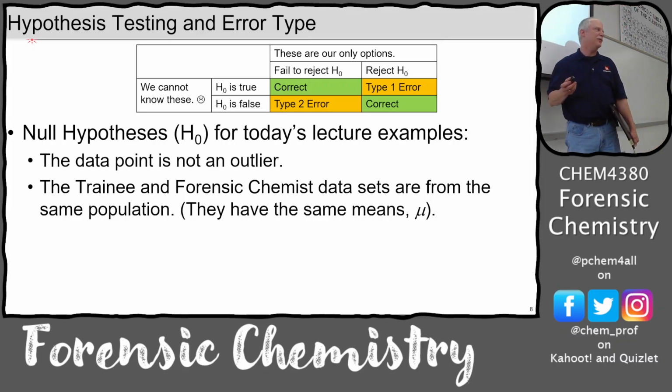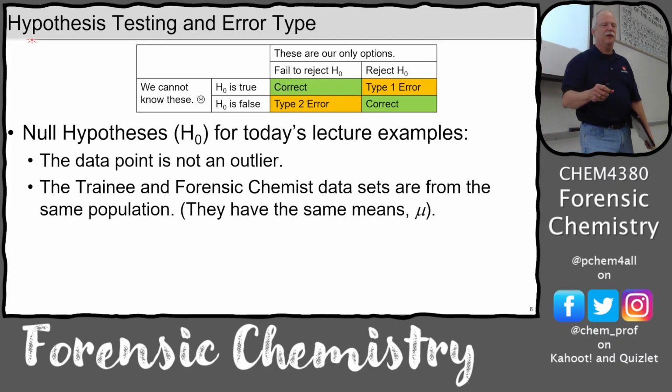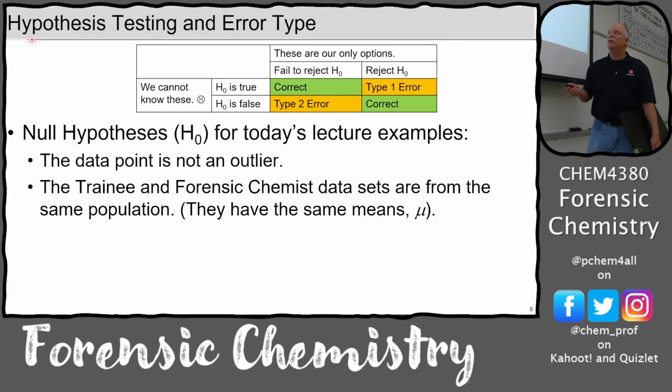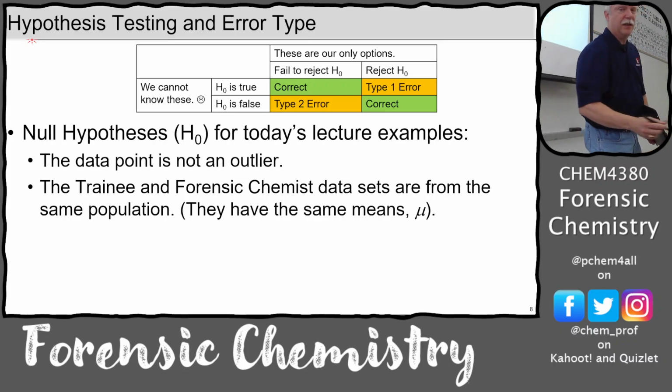It's a lot easier with instrumental analysis because you put it in the instrument and you get the numbers that you get. You can't really tweak it to make it bend to your will. So this is the second null hypothesis we're going to use, that the trainee and the forensic data sets are from the same population. What is the third one?